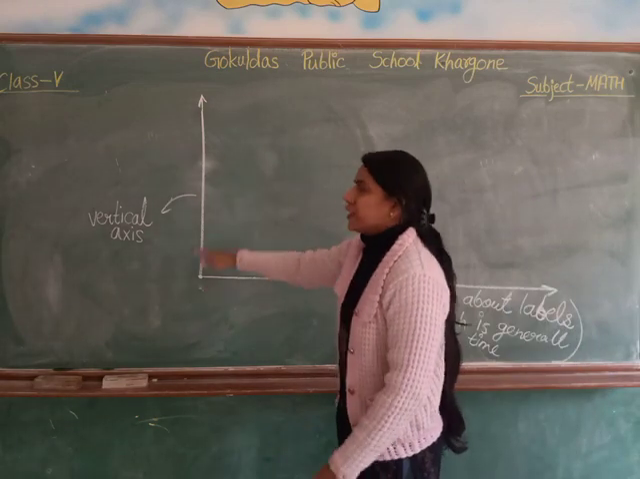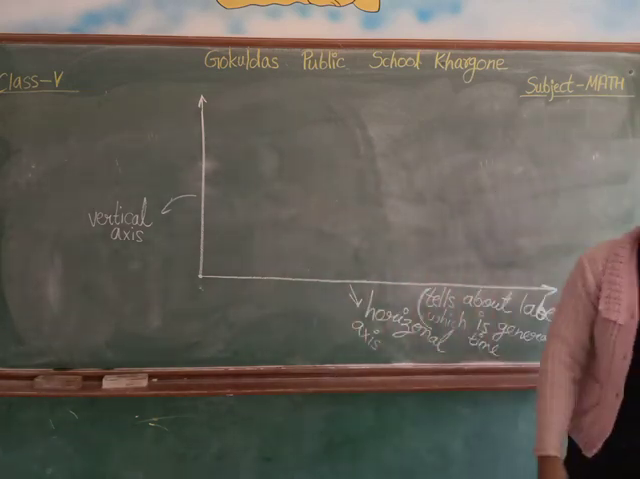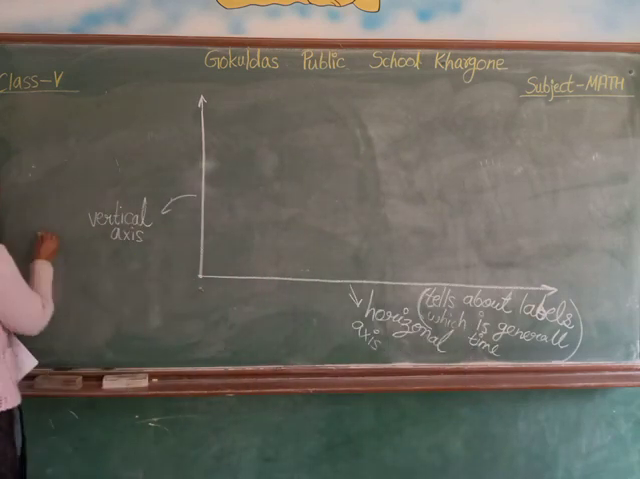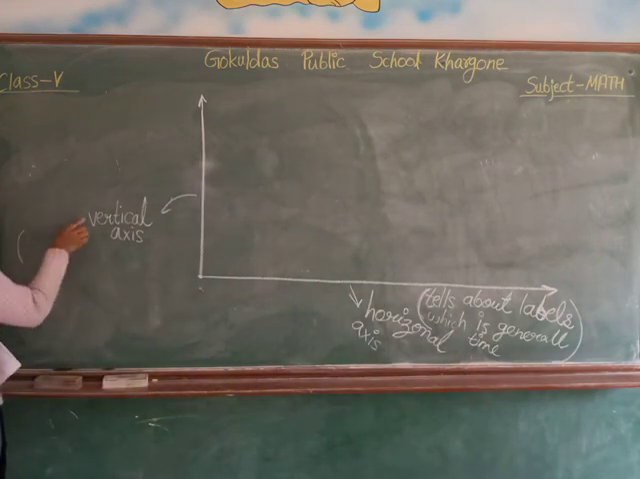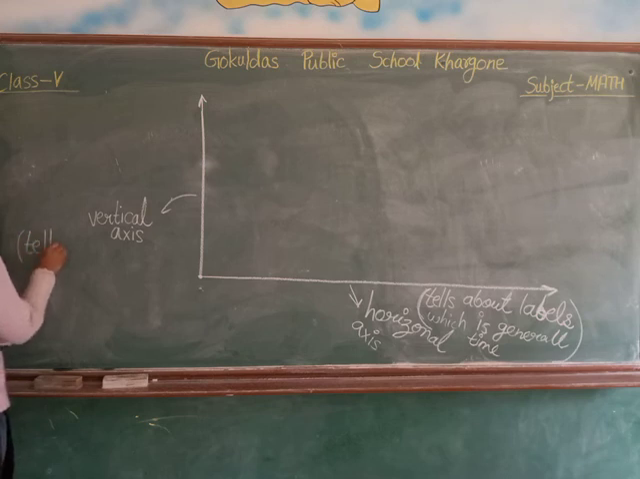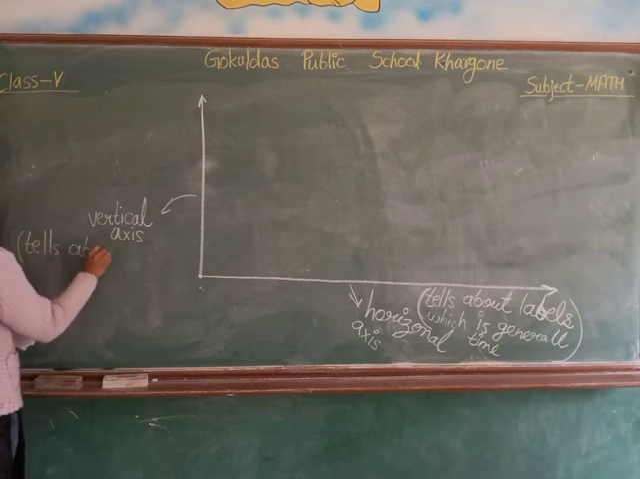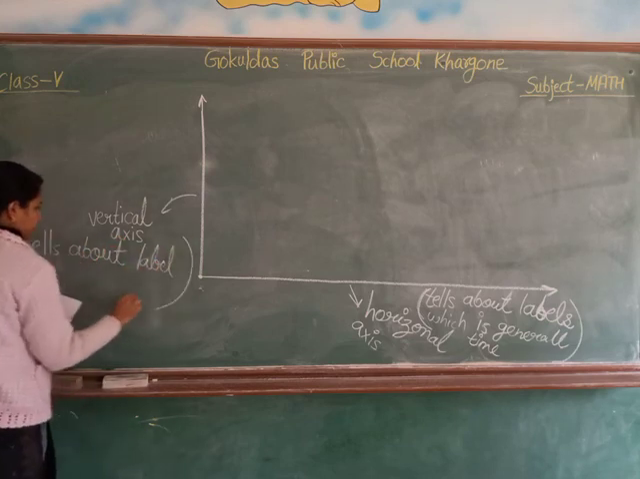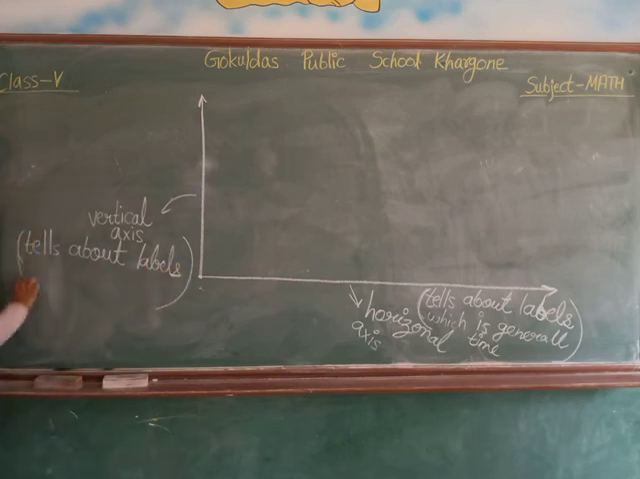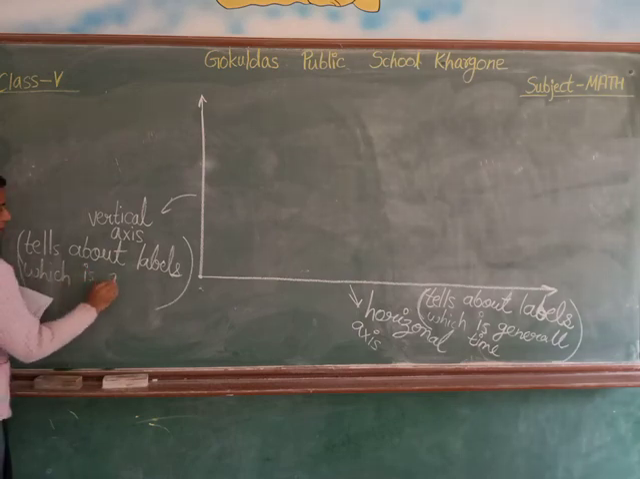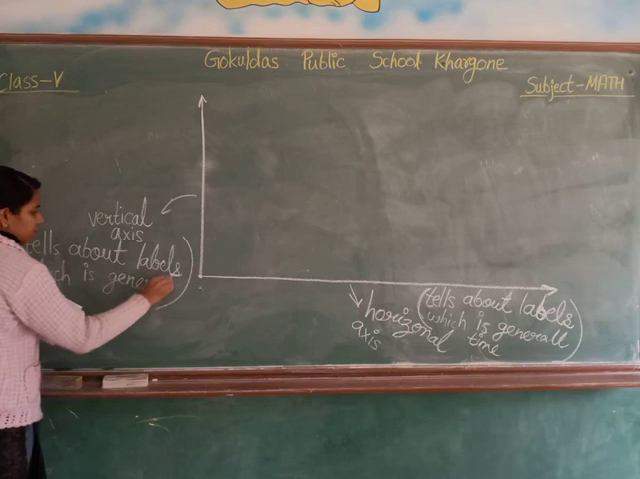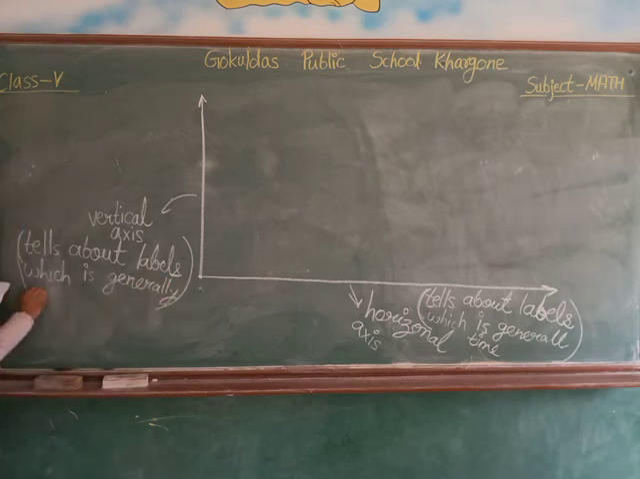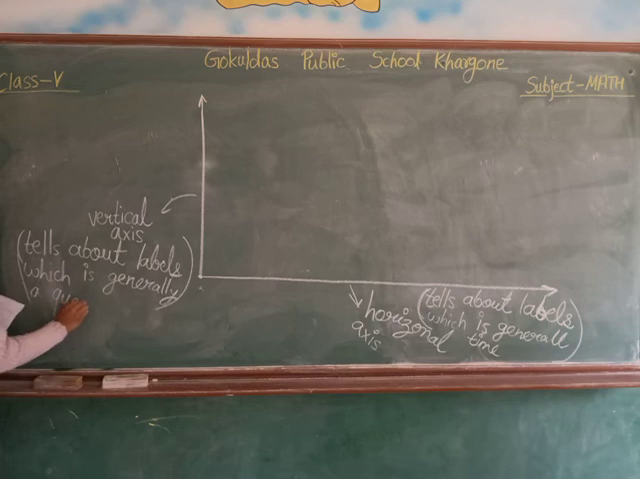Now what will you show on the vertical axis? I am writing in the bracket what the vertical axis is. The vertical axis tells about labels, which is generally a quantity in number.